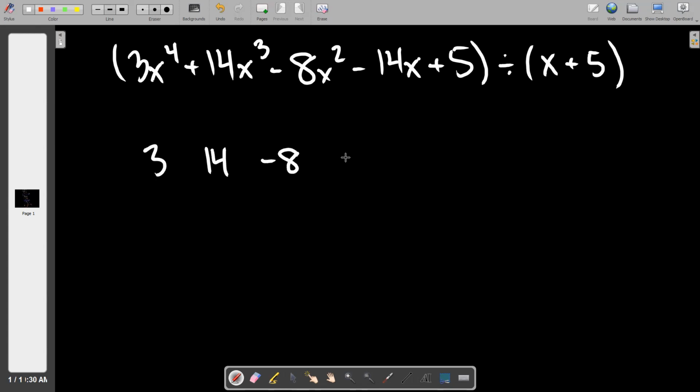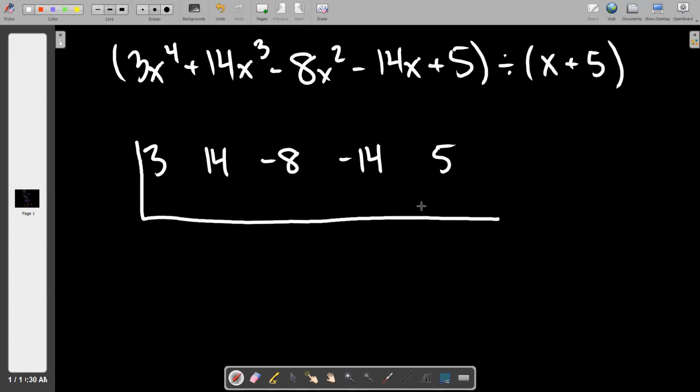314, -8, -14, +5. Put your upside down division sign, leave room to write numbers, and what number will go outside? Good job, guys. -5, because we're dividing by x plus 5, so we have to do the number that makes it equal 0. Opposite, as Kinsley said. All right, do your thing.